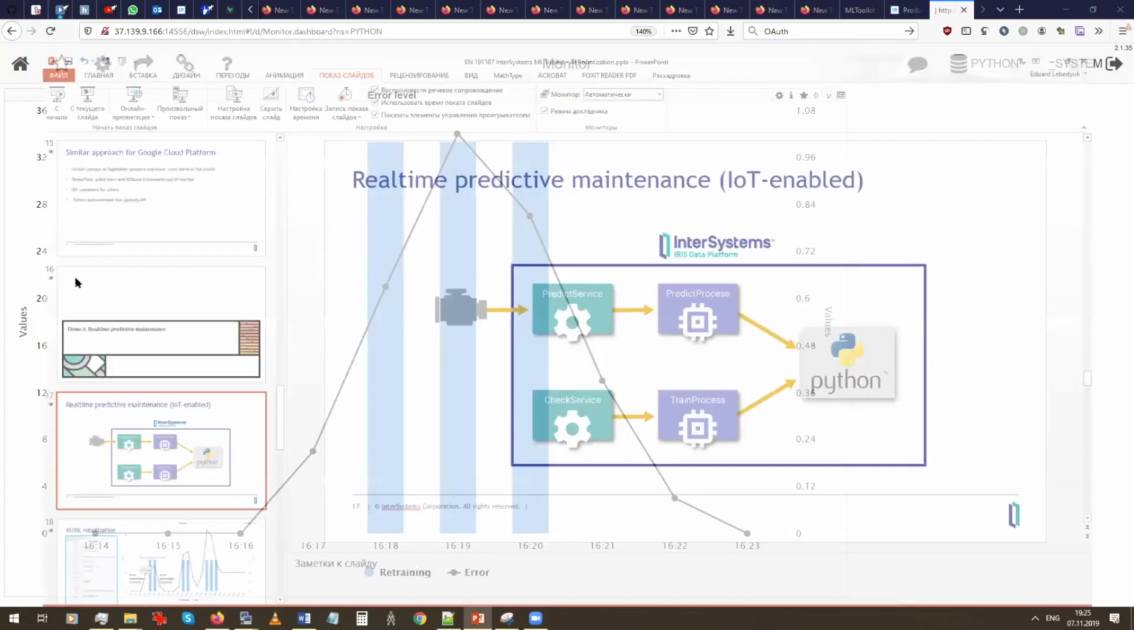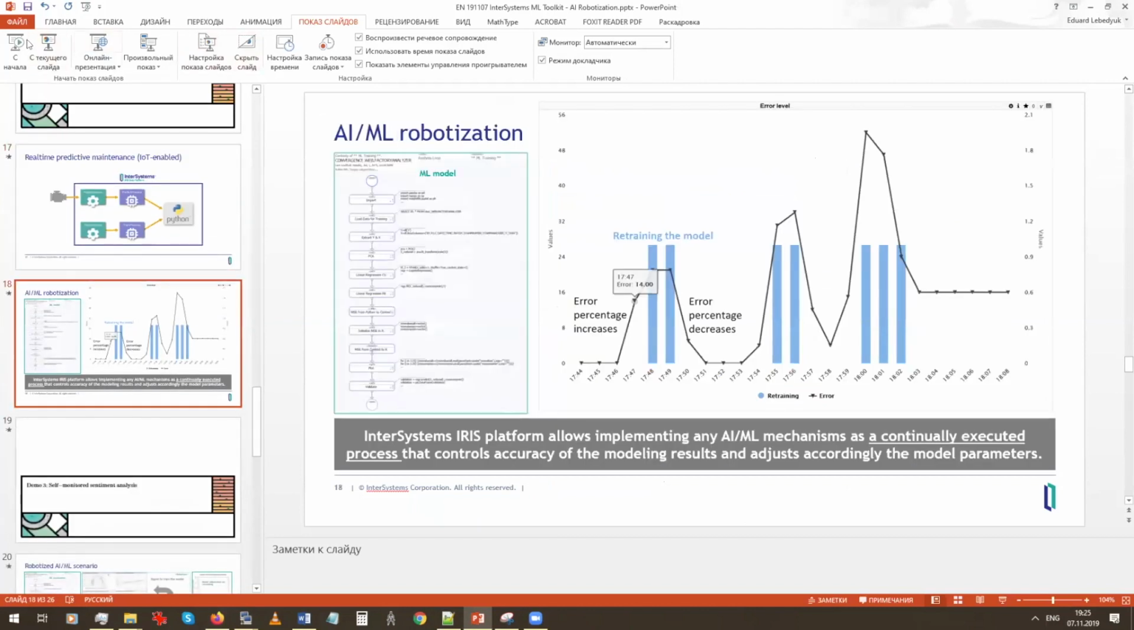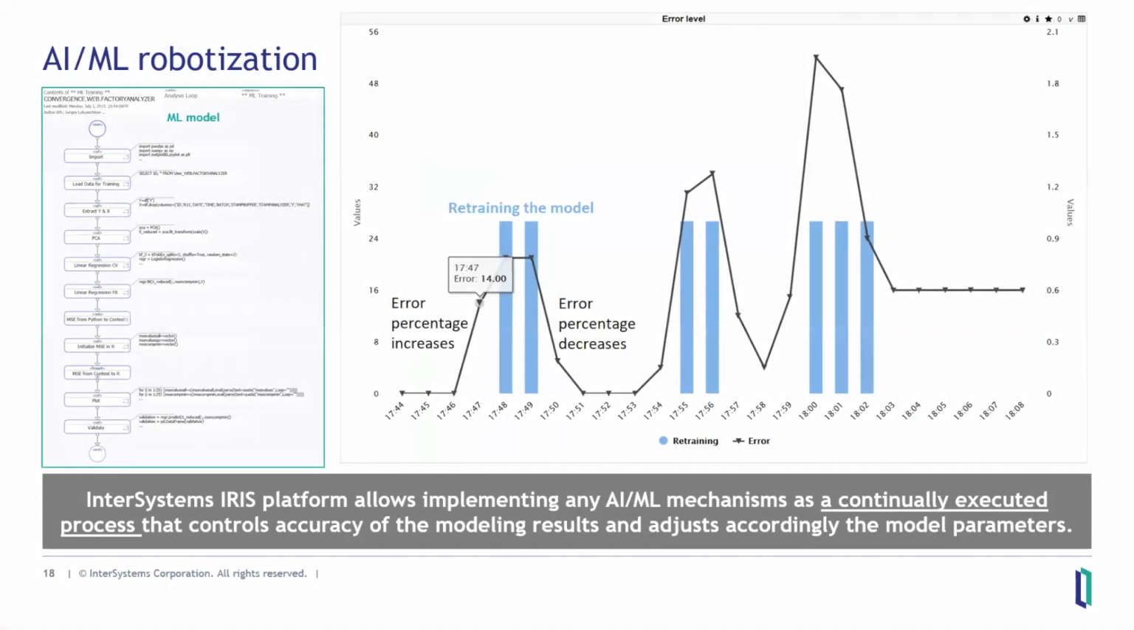And to get back to our presentation, this setup allows for AI/ML robotization. We built the model mostly manually, and with the new QuickML, which will be available soon, you can automate that part too. But for now, we build the model by hand.